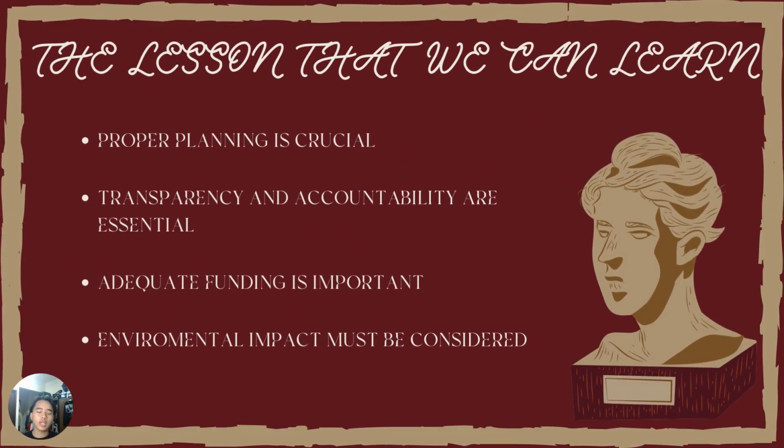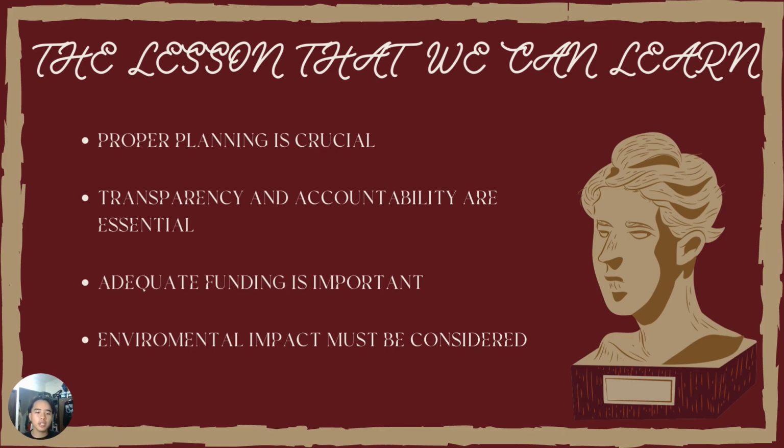So, what are the lessons that we can learn from the abandonment of the City of the Future in Cairo? Number one, planning. Proper planning is crucial. To make a very big project with that kind of cost, it needs proper planning. We know that they had mismanagement, so they need proper planning to make this kind of project.